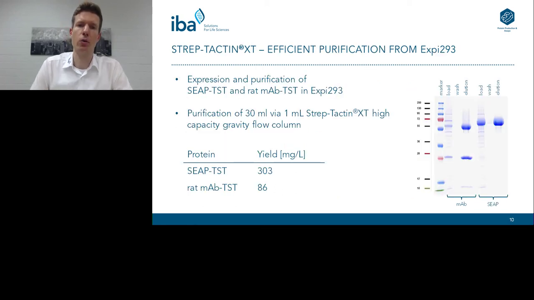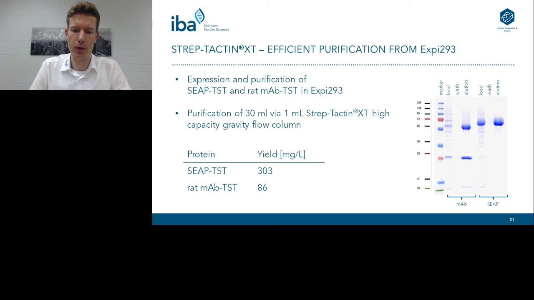Finally, we did an experiment where we transfected Expi-293 cells with secreted alkaline phosphatase vectors or a red monoclonal antibody coding vector, expressed the 2 proteins for 4 days, and then purified the supernatant over a Strep-Tactin XT high capacity column. First, you can see the yields we achieved with the system: 300 milligrams per liter for the secreted alkaline phosphatase and 86 milligrams per liter for the red monoclonal antibody, without any optimization here.